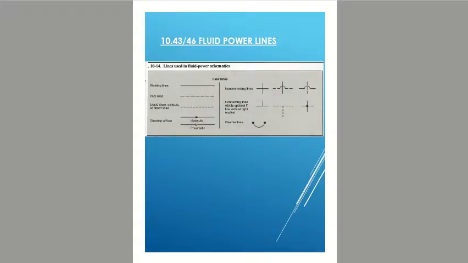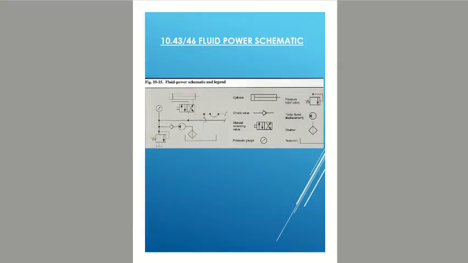10.43 to 10.46 talks about identifying connections. Once you've identified the individual symbols, you must analyze the schematic to see how the parts go together. Figure 10-4 shows the kinds of lines used in fluid power schematics. And figure 10-15 shows a fluid power schematic with a list of parts and their symbols shown in a legend.